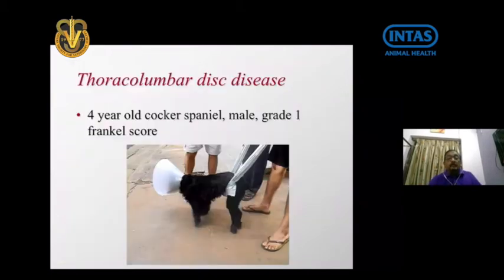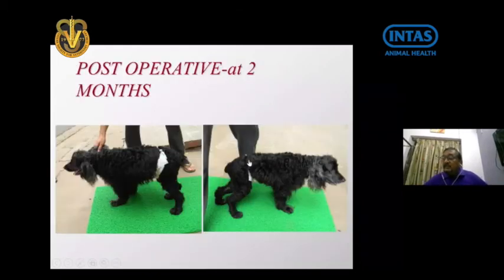Here's another one, a 4-year-old male Cocker Spaniel, Frankel score grade 1. I showed you the CP. This is post-operative at 2 months. Okay. The whole X-rays, I mean, this dog went on to do, I won't say the best, but the owners were pretty happy because the dog stood. He could take a few steps and he will fall down. But he improved greatly with physiotherapy.